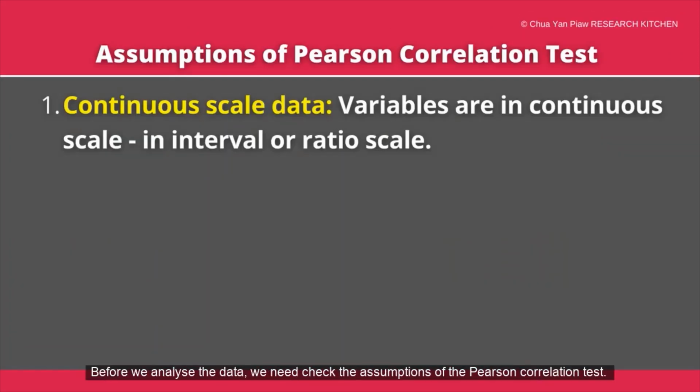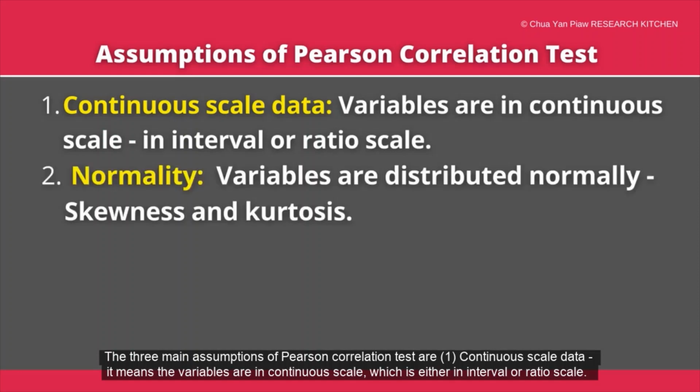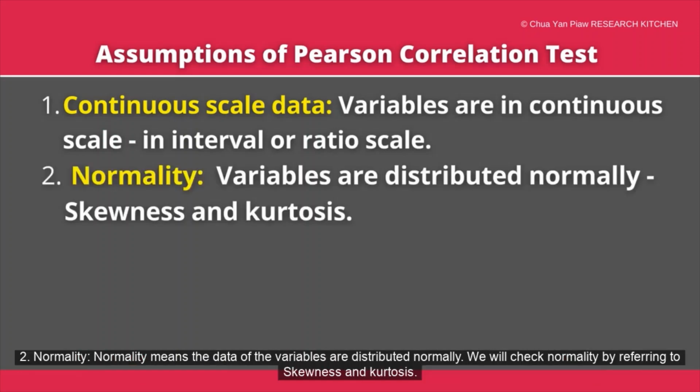Before we analyze the data, we need to check the assumptions of the Pearson correlation test. The three main assumptions of Pearson correlation test are: 1. Continuous scale data. It means the variables are in continuous scale, which is either in interval or ratio scale. 2. Normality. Normality means the data of the variables are distributed normally.